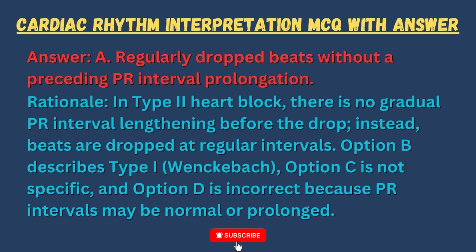Answer. A. Regularly dropped beats without a preceding PR interval prolongation. Rationale. In type 2 heart block, there is no gradual PR interval lengthening before the drop. Instead, beats are dropped at regular intervals. Option B describes type 1 Wenckebach. Option C is not specific. And option D is incorrect because PR intervals may be normal or prolonged.